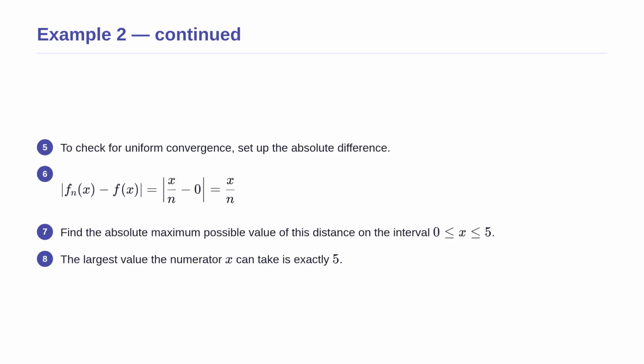Moving forward with our proof of uniform convergence, we must rigorously check the distance between our moving sequence and our stationary limit function. We subtract the limit function, which is 0, from our sequence function, which is x divided by n. The absolute value bars ensure we are only looking at the positive vertical distance between the two graphs. Our goal now is to find the absolute maximum possible value of this vertical distance across our entire specified interval. We know that our input variable x is restricted to the closed interval from 0 to 5. Therefore, the absolute largest value that the numerator x can ever take is exactly 5.